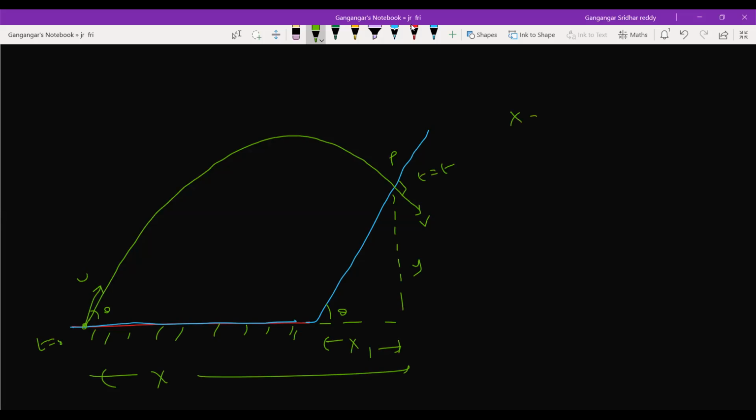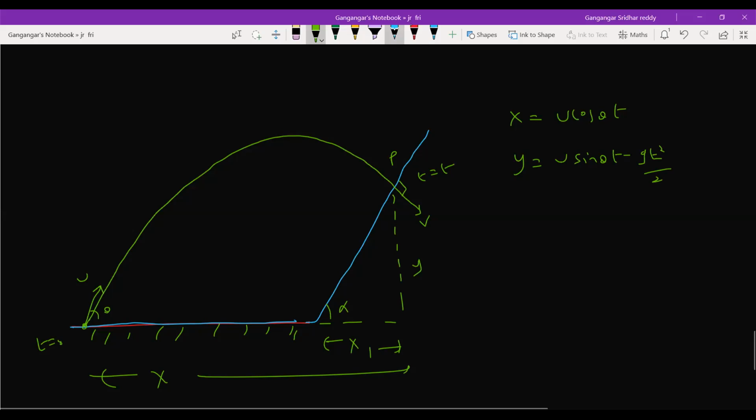So x is equal to u cos theta into t, y equal to u sin theta t minus half g t square. He's telling it will strike normally. Since we know this angle, we can bring that particular condition. It strikes normally, so you resolve velocity here. The two velocities will be there, this will be vx, this will be vy. If this is alpha, then this should be 90 minus alpha. So tan alpha is vx by vy.